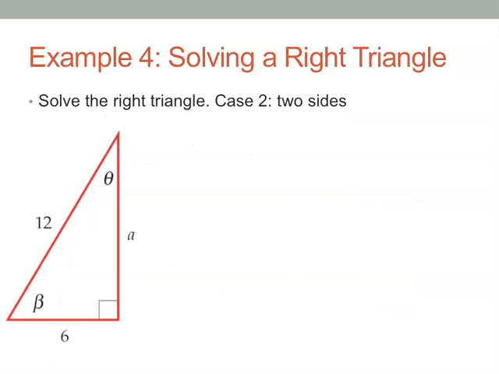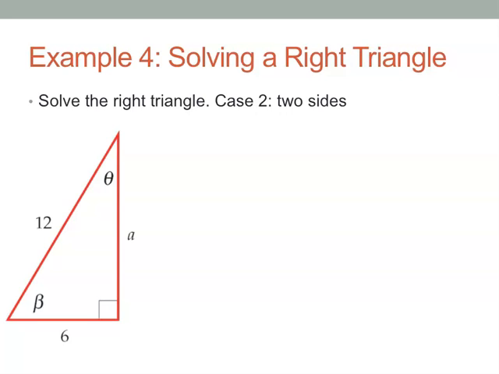So in this case, you're clearly given two sides, and you don't have any of the angles. Now, in the bottom left corner there, that angle is labeled with the Greek letter beta, B-E-T-A, right? And the top one is theta, T-H-E-T-A. And we need to solve for both of those angles, and we also need to solve for the missing side, which is labeled A.